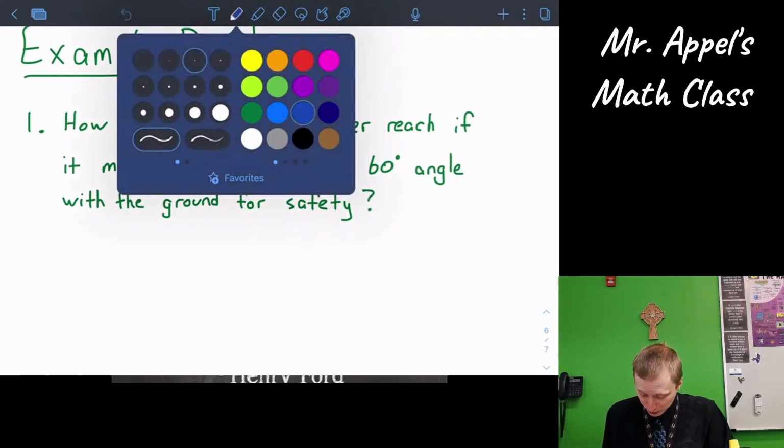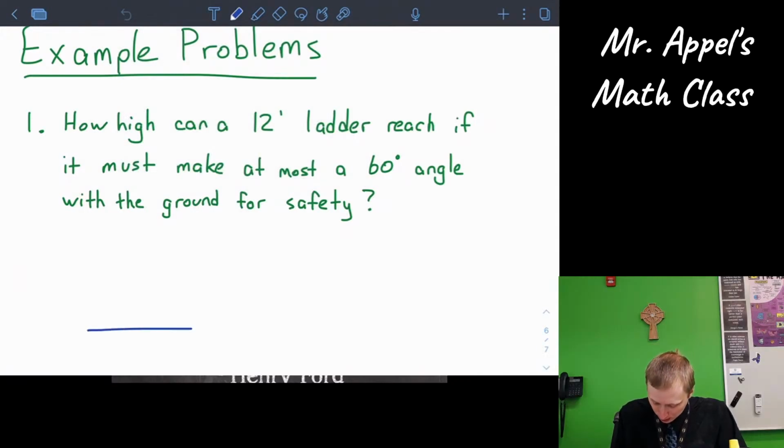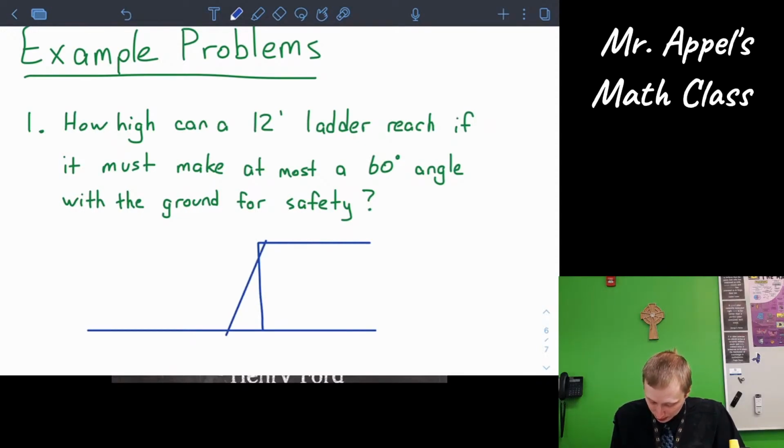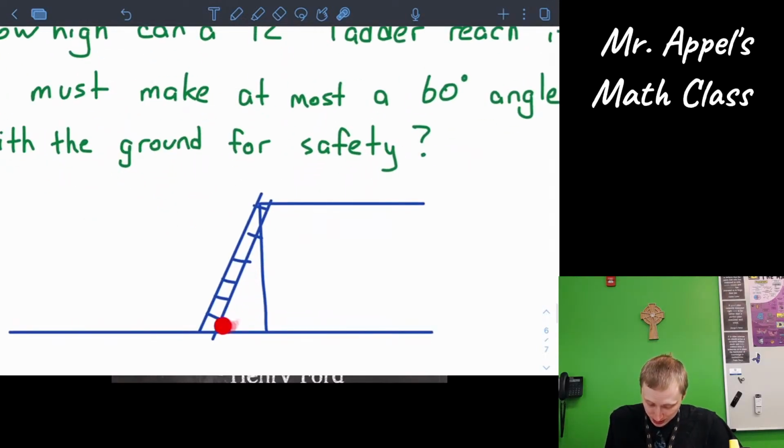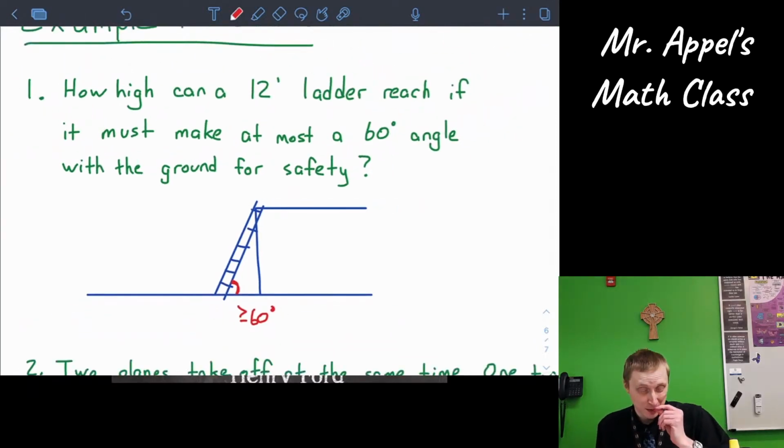So I'm going to implement strategy 1, draw a picture. Here's my ground, here's a building, and here is my ladder. Right, we can make it look like a ladder. Make as pretty or as ugly a picture as you want. And they told us the angle, 60-degree angle with the ground. So that would be down here. Right, let's highlight that in red. This angle here must be greater than or equal to 60 degrees.